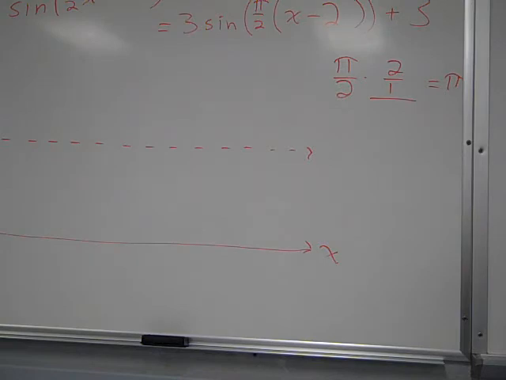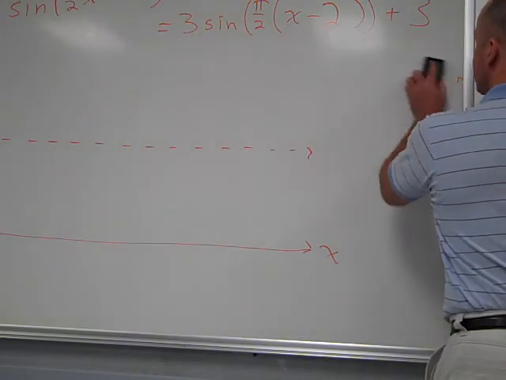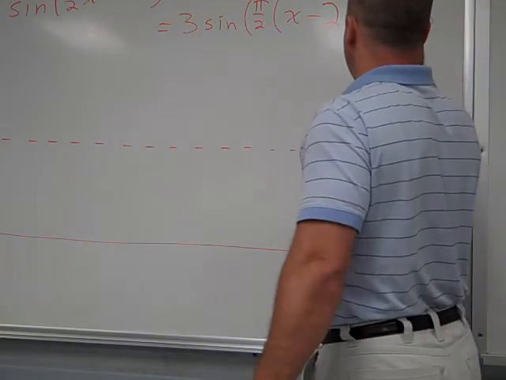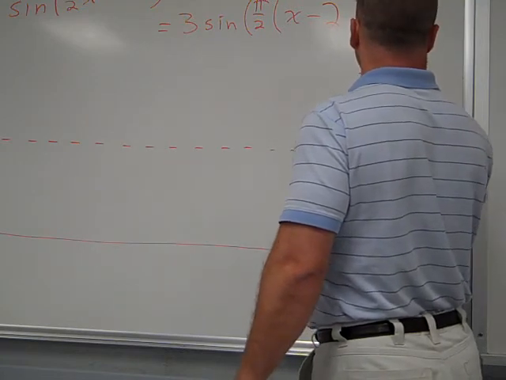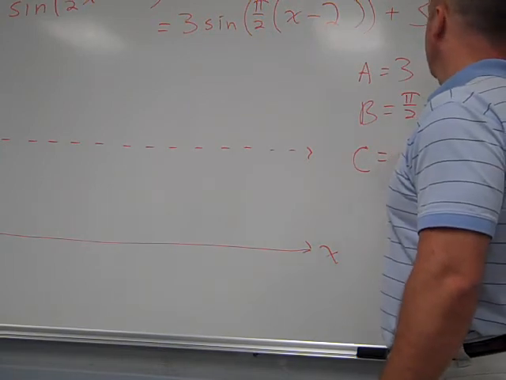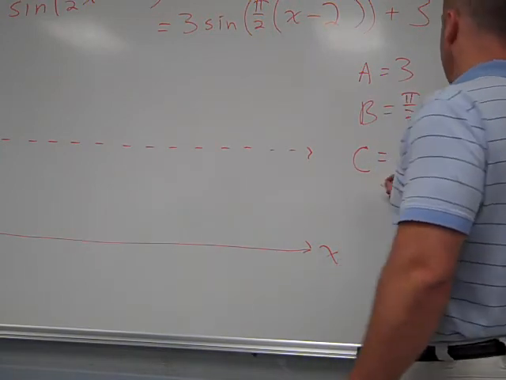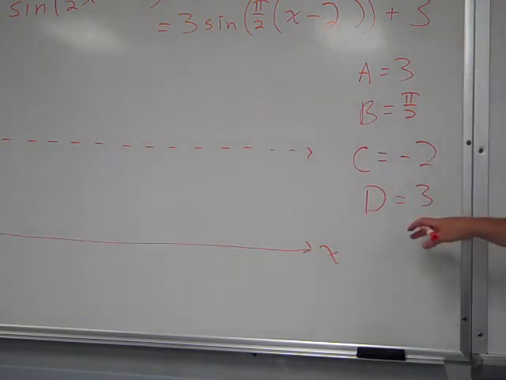Okay? So now, I'm actually going to write this down. A equals 3, that's my amplitude. B is pi over 2. C is 2. D is 3. All we've graphed in, taken into account now is the 3. Okay. Period. This is the fun part.